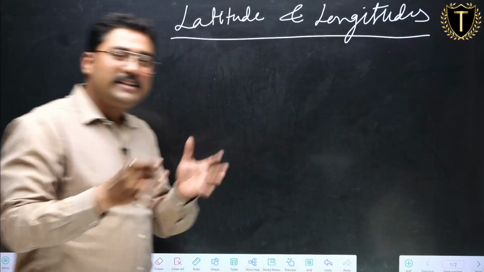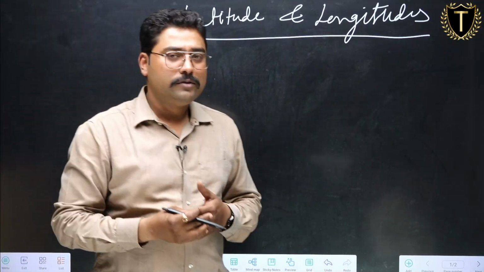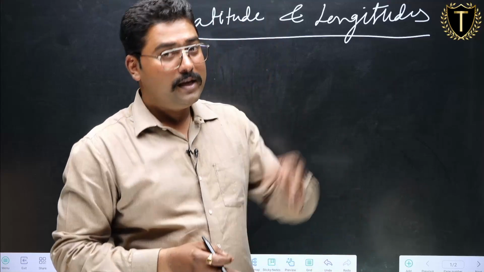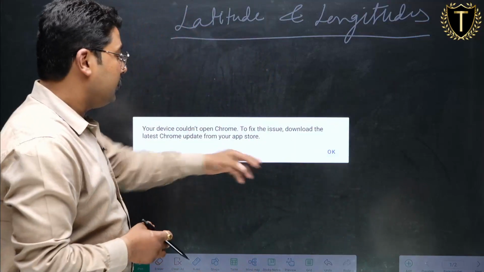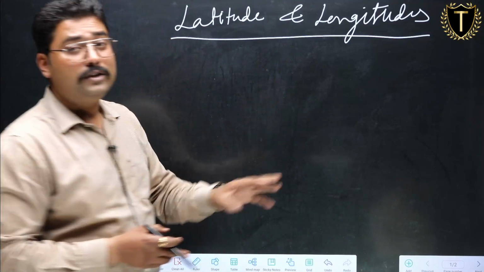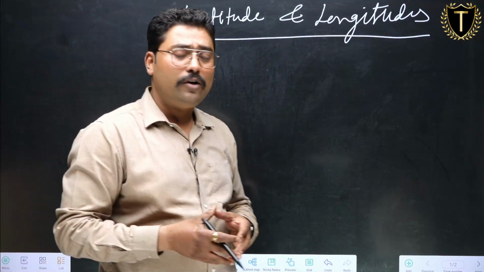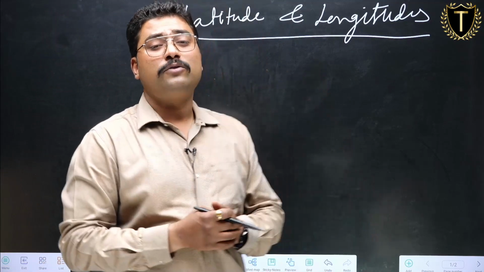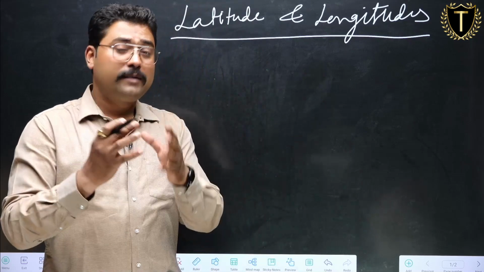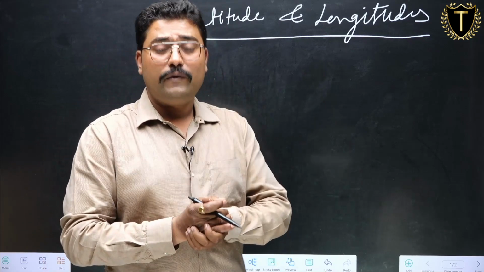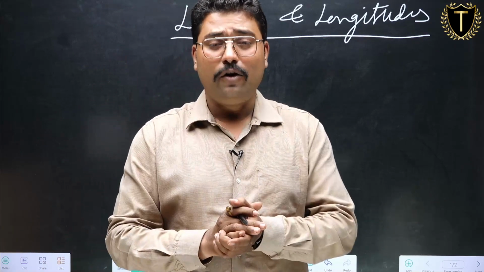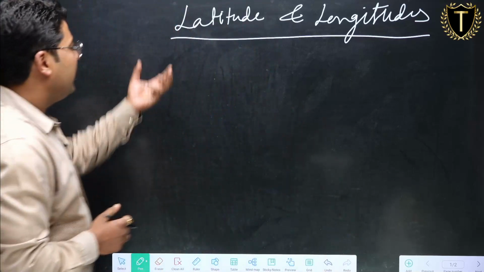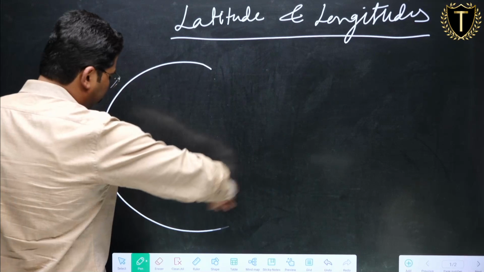So you know the basic things about latitudes and longitudes, that both are imaginary lines which have been drawn on earth, where the latitudes are normally the horizontal lines and longitudes are the vertical lines. Both are drawn with respect to the center of earth to determine the location of places which are present on the earth's surface.